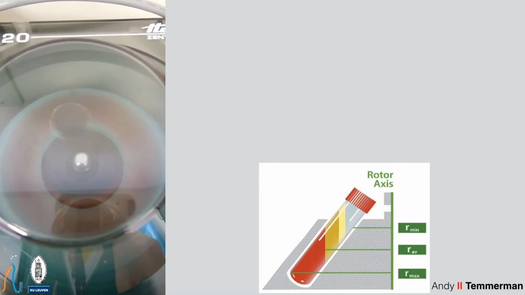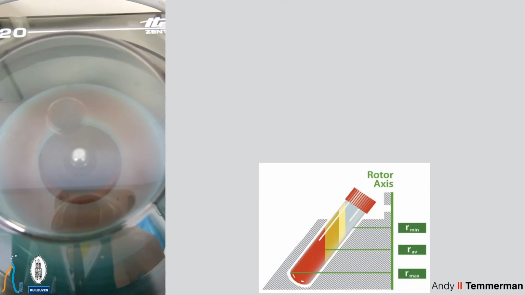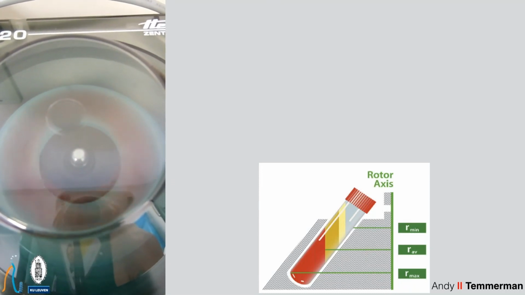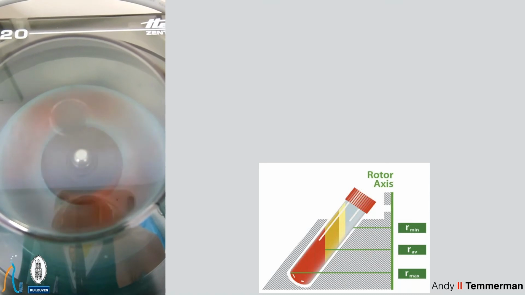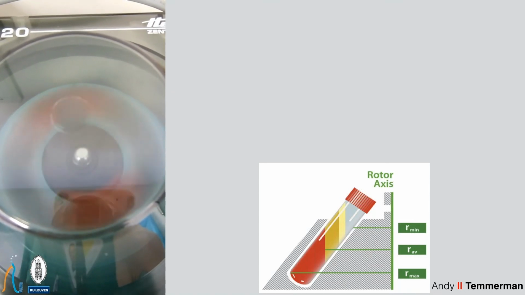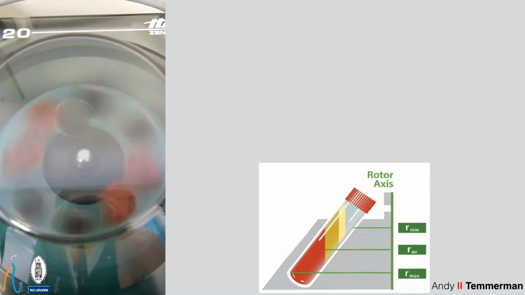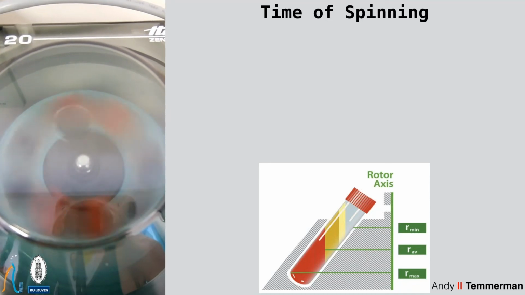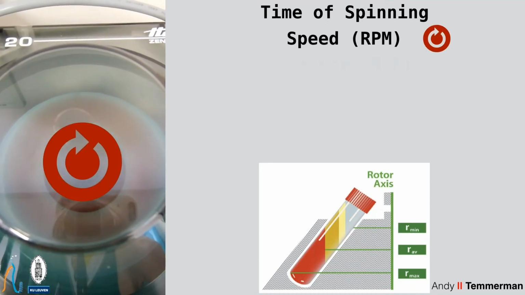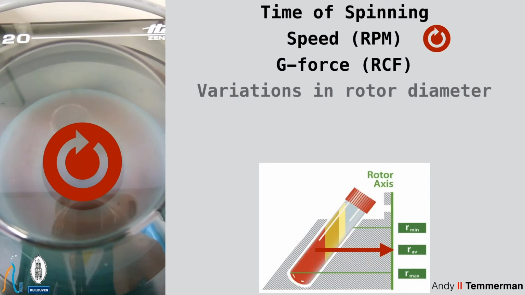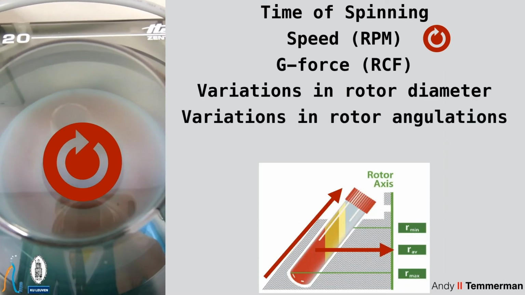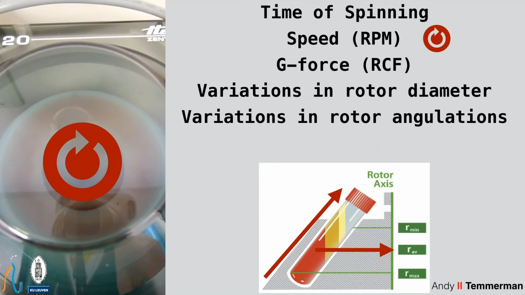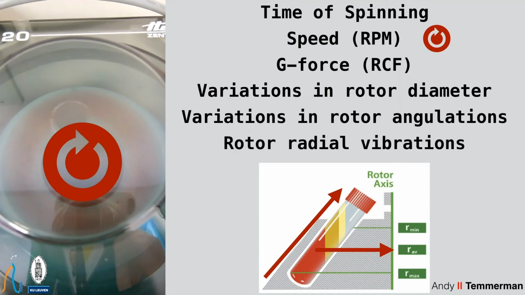And the same is true for different types of machines, as we have to be aware of the fact that even a centrifugation at the same revolutions per minute will exert different centrifugal forces if the centrifuge rotors have different radius sizes, bucket types, or bucket sizes. So depending on the time of spinning, the speeds, the g-force, the rotor diameters, the angulations, and the vibrations, we will end up with different end products.